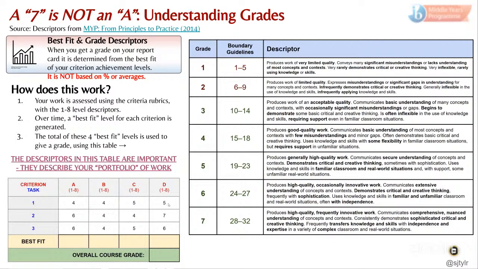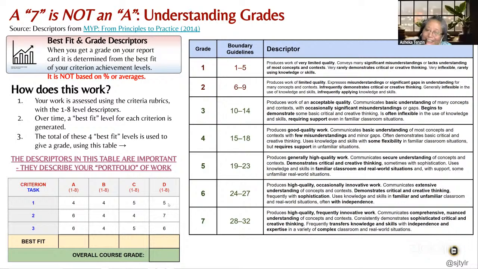Also, here, you said, maybe we have to look at how they did in the formative. Correct. So here in criteria D also, he's got a 5, 7, and 6. Now, what am I going to give? Am I going to give 5? Am I going to give 7? Am I going to give 6?